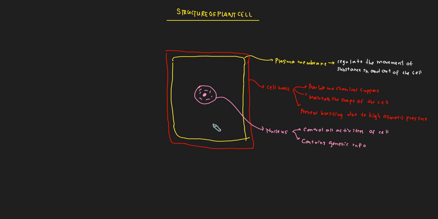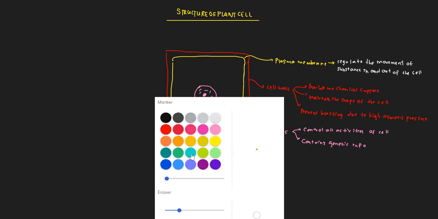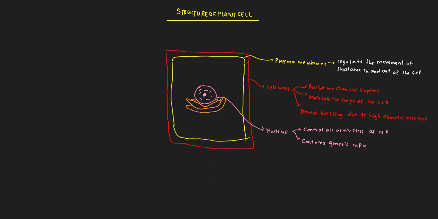And the next structure that we are going to draw is the rough endoplasmic reticulum and the smooth endoplasmic reticulum. So this is the rough endoplasmic reticulum. To differentiate between the rough and the smooth endoplasmic reticulum, there are ribosomes attached to the rough endoplasmic reticulum. So we are going to draw the ribosomes first. We'll use this dark blue color. So these are the ribosomes that attach themselves to the rough endoplasmic reticulum.